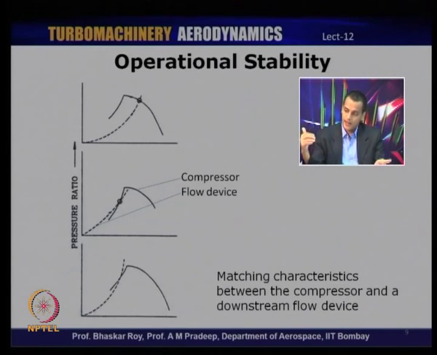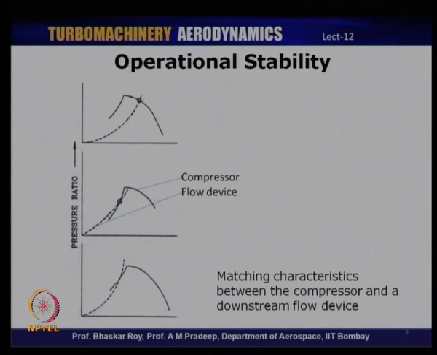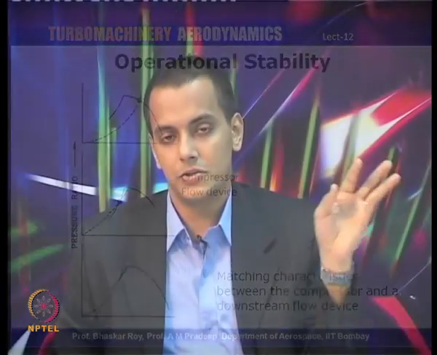Now, let us take a look at the second plot, where the throttling characteristic intersects the compressor line on the left-hand side of the surge line, at the intersection point here. Here we see that the slope of the throttling line is less than the slope of the compressor line. The compressor characteristic has a steeper slope than the throttling characteristic. Since the slopes are different, let us consider the rate of change of throttle mass flow and compare that with the rate of change of the compressor characteristic.